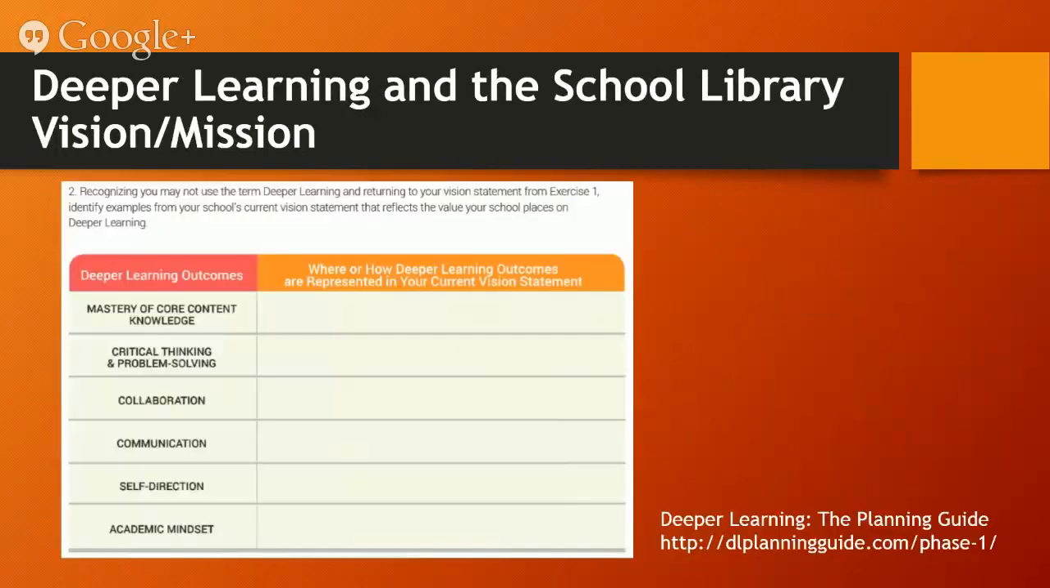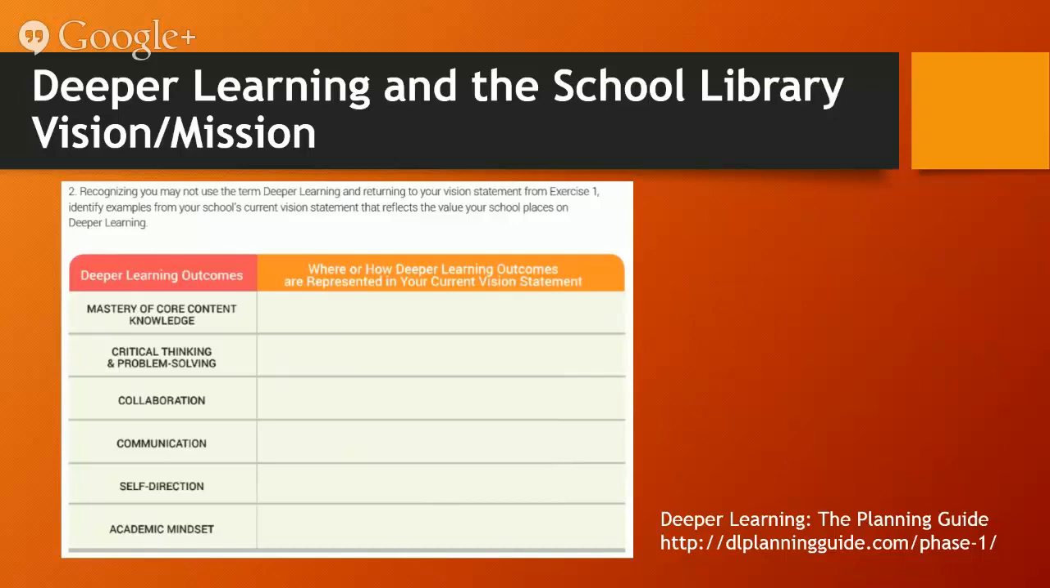As I said, we're moving along quickly here with these ideas, and this is one of the tools that's available in the Deeper Learning Planning Guide, which is a free online tool. You see the direct link on the screen in front of you. This is a way to help you organize your thoughts about deeper learning and how the library already contributes to those deeper learning outcomes.